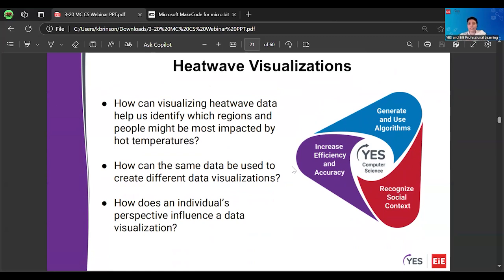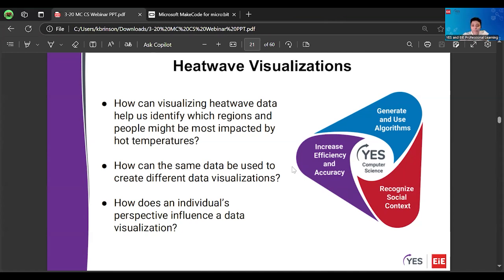The first one is, how can visualizing heatwave data help us identify which regions and people might be most impacted by hot temperatures? Very generally speaking, this ties into a couple of those. So we want to generate and use algorithms in this way so that we can actually create the heatwave data visualization that can help us analyze that and who might be impacted the most, as well as recognizing the social context, knowing that different people might be impacted in different ways, different parts of the country, power outages, all of these things might impact who is most affected by hot temperatures when those medicines go bad.